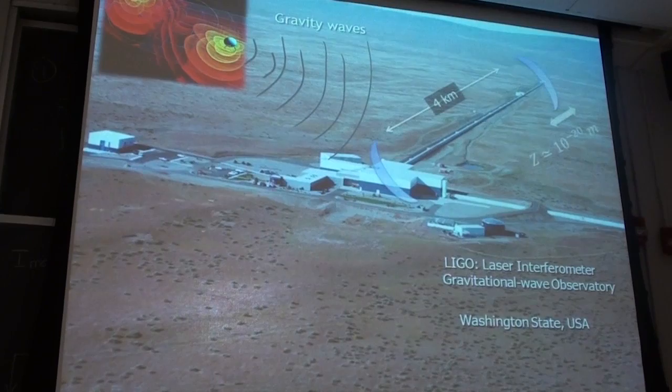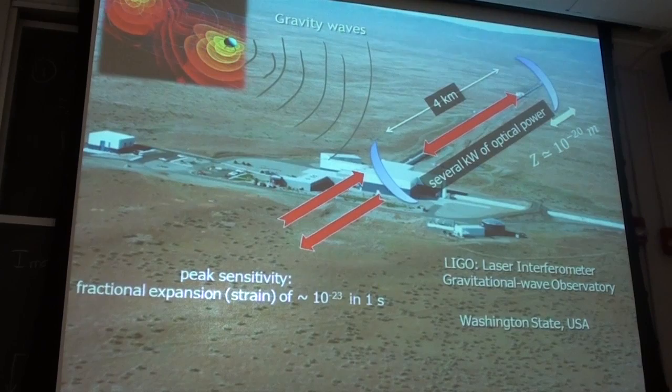In those two locations, there are two suspended mirrors. And at LIGO, one is trying to measure the separation between these two mirrors and detect a strain from a particularly strong gravity wave signal on the order of 10 to the minus 23. That's about how strong we can expect it to be on Earth. It's quite a ludicrous thing to try to measure.